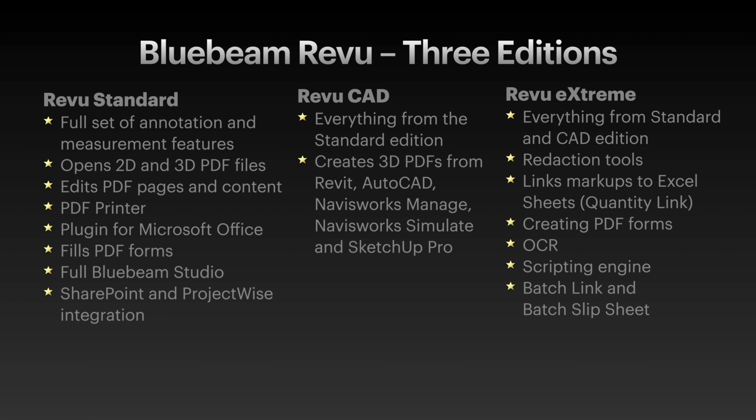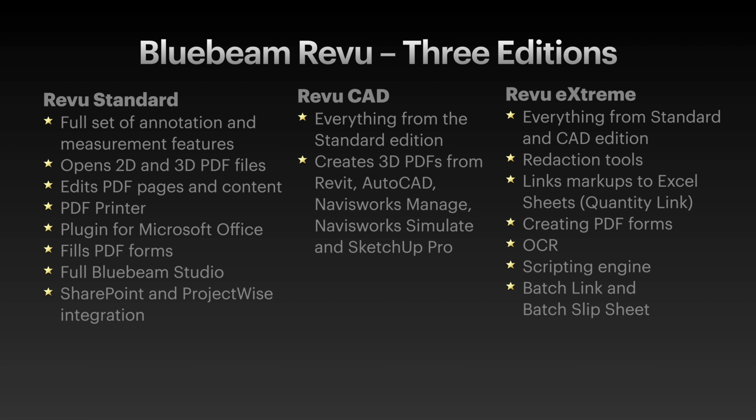Revu Extreme has some additional features, like, for example, redaction tools. It has something called Quantity Link, which connects PDF drawings to Excel spreadsheets, and you can tell Revu to extract information from the markups list in your PDF file and copy them, or kind of link them, synchronize them right into your spreadsheet. So when you change something on your drawing, the spreadsheet adjusts automatically. That's a very handy feature for everyone who needs to write estimates.